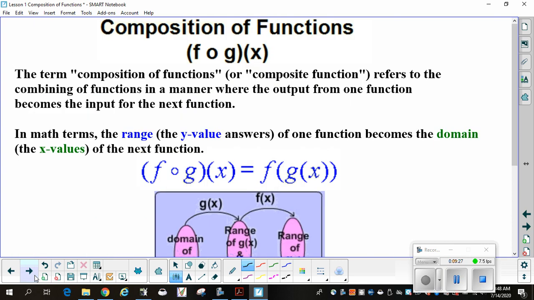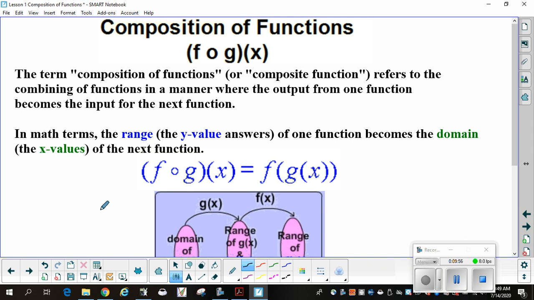Now, something that you have not done before is composition of functions. F of g of x. Please note that this O is not times, and it's not fog. It's an open dot. The term composition of functions or composite function refers to the combining of functions in a manner where the output from one function becomes the input for the other. This is a lot of words. We're going to go over it with examples.